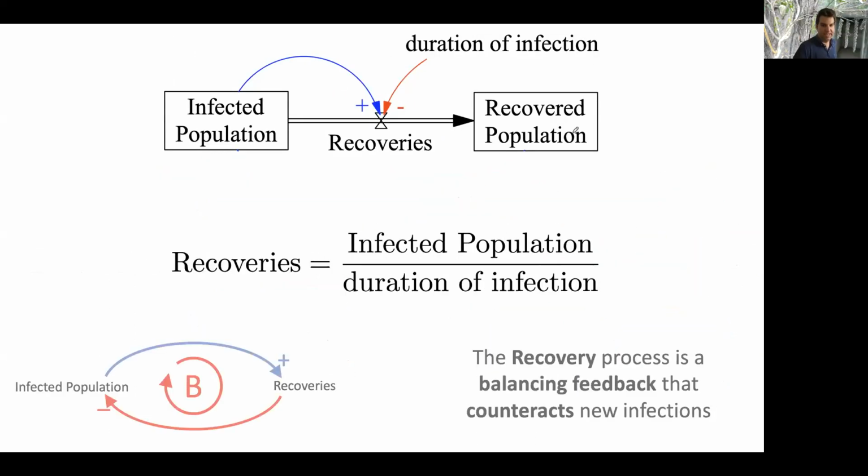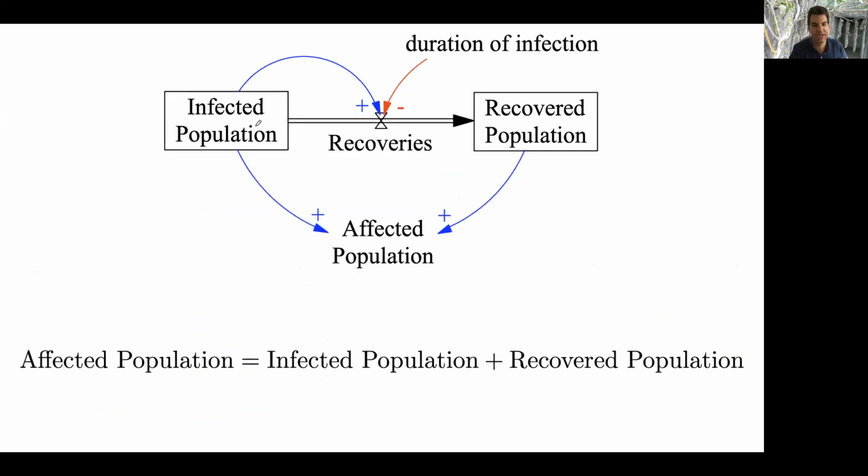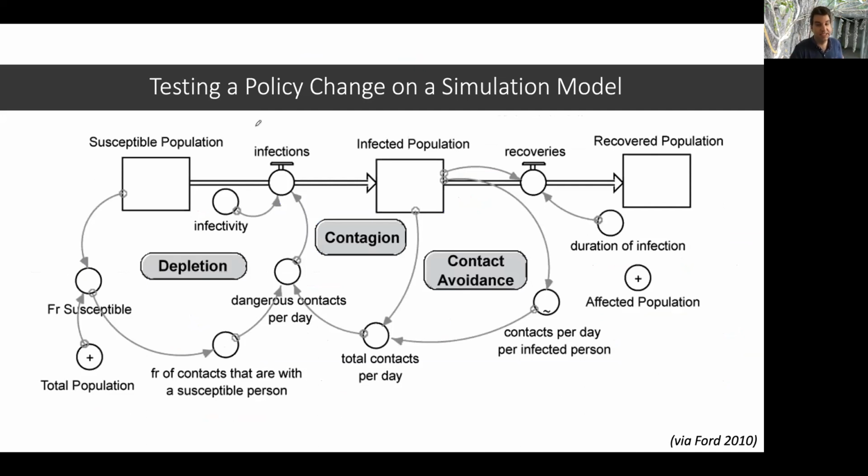All right, so that's kind of the easy formula, and there's a negative feedback loop. The negative feedback loop is that as you get more and more recoveries, you get less and less infected people, and so you get less recoveries over time. So there is a negative feedback loop that's associated with the SIR model, at least one.